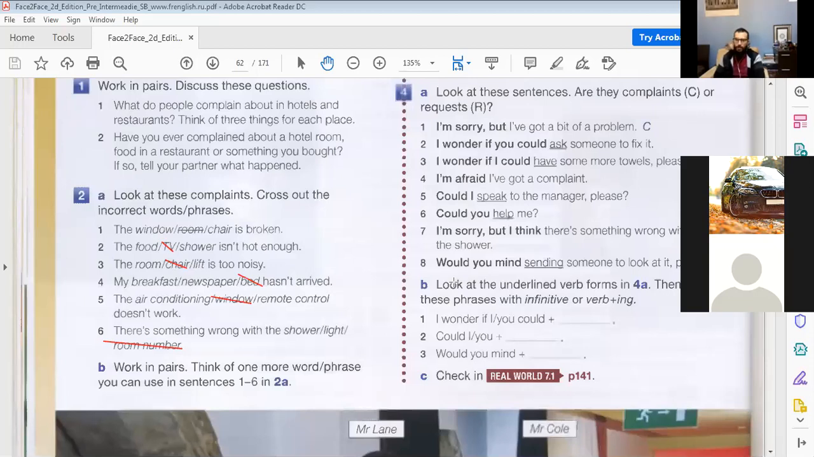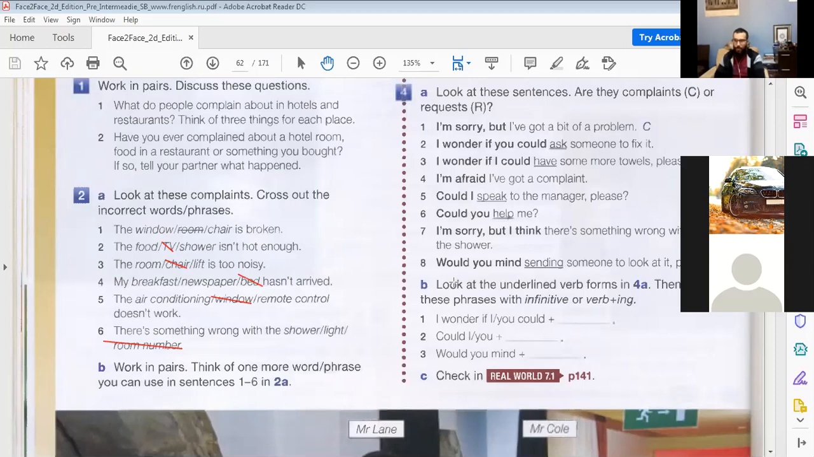Okay, number five. The air conditioning isn't working or doesn't work. The remote control doesn't work. What else doesn't work? The TV doesn't work. The internet doesn't work, correct? The shower doesn't work. The fridge doesn't work. The heating doesn't work.